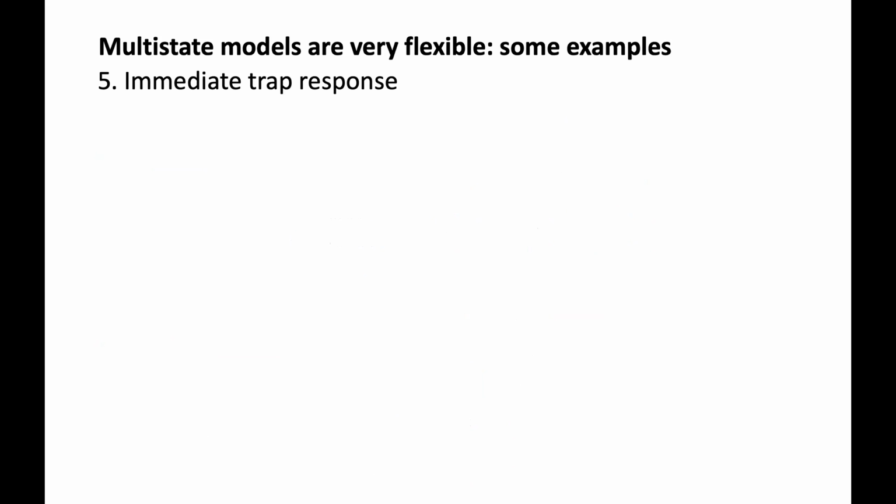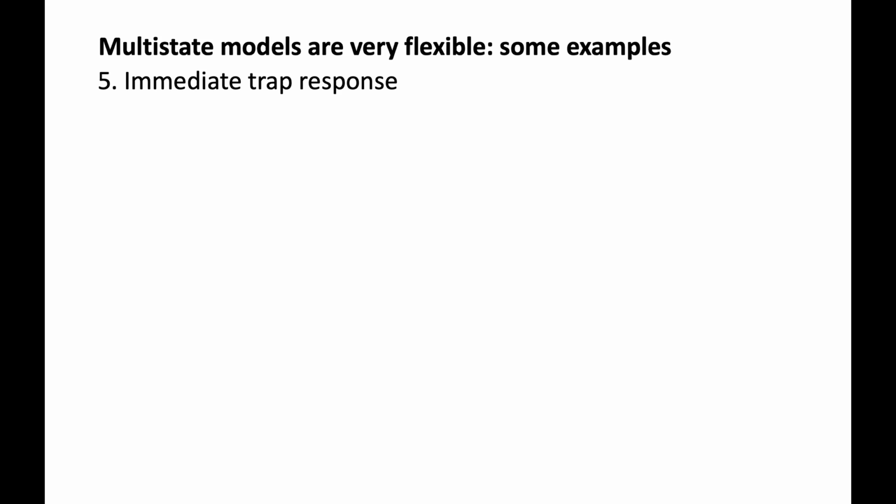Another model is a model with a trap effect, whereby your detection process is affected by the way you capture individuals, in a positive or negative fashion. If you use bait to attract your individuals, well, you may get a detection probability at the next occasion that is higher than before, because you have used a reward for the animals.